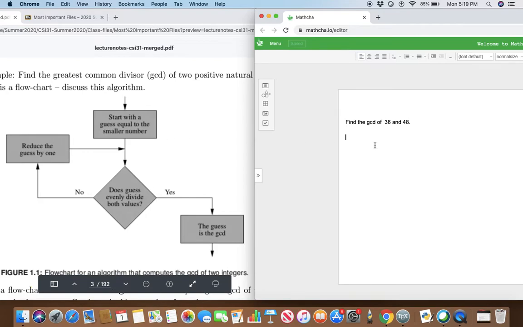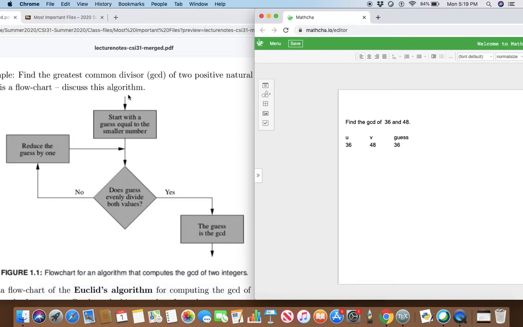So our two numbers, let me call them U and V. And it seems I'm going to have a guess. To begin with, my two numbers are 36 and 48. In the very first opening statement, I'm going to put guess equal to the smaller number. So my guess is going to be 36. Okay. Now you go down.